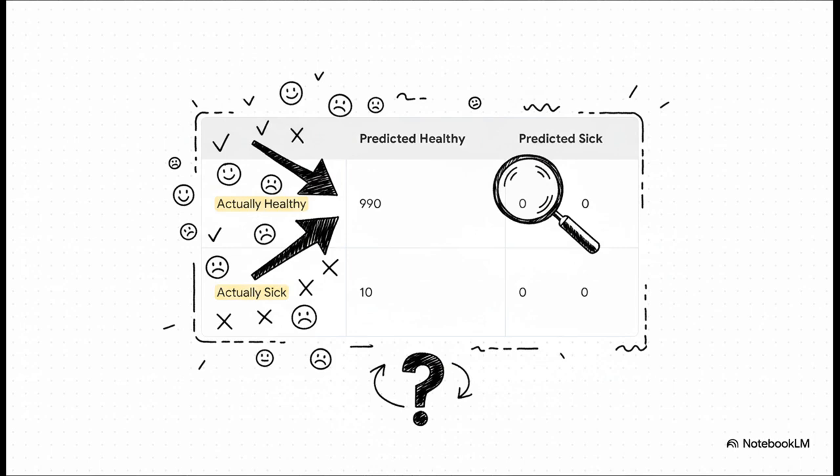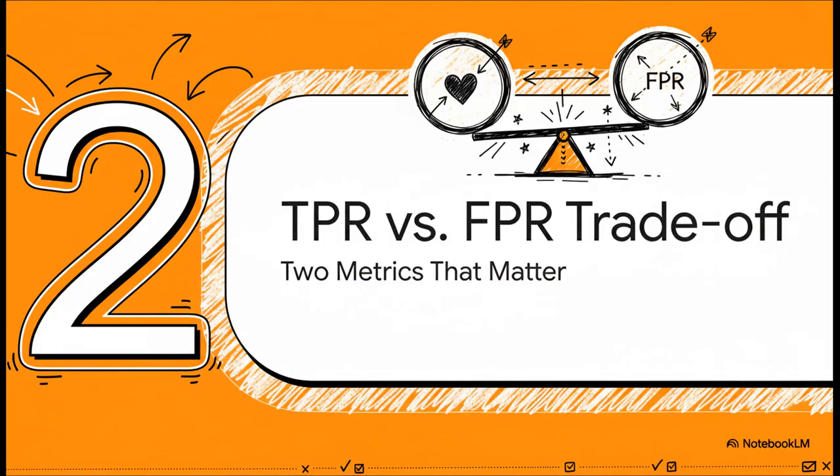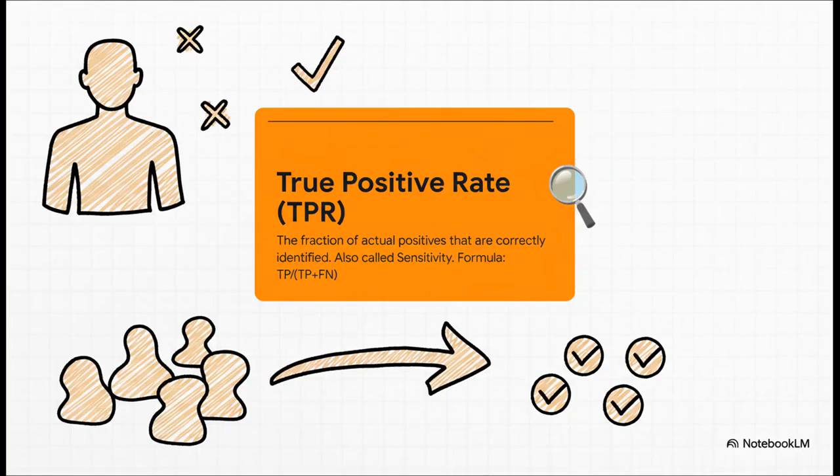Wild, right? So this is exactly why we need to look past simple accuracy. Which, of course, brings us to Section 2. To get the real story, we need to focus on two different metrics that are in a constant tug-of-war with each other. First up, we've got the true positive rate, or TPR. You'll also hear people call this sensitivity or recall. It's all the same thing. And it's really simple. It just asks, of all the people who are actually sick, what percentage did our model correctly catch? It's all about the model's power to find what it's supposed to be looking for.